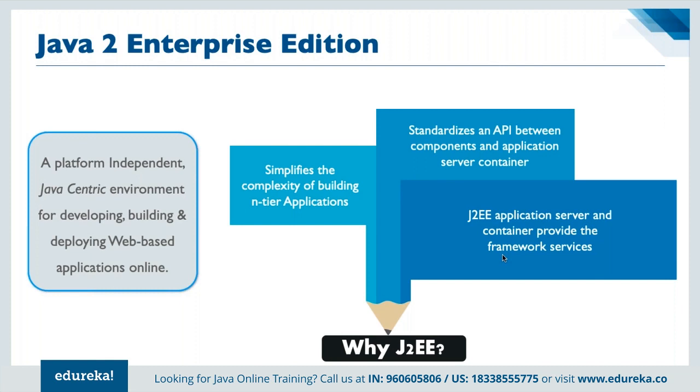And that's why companies use Java 2 EE, because of its simplicity. It can simplify the complexity of building n-tier applications, when we have applications divided among multiple levels. It can also standardize API components, and the application server and container can provide the framework services. That's exactly why we use the Java 2 Enterprise Edition.